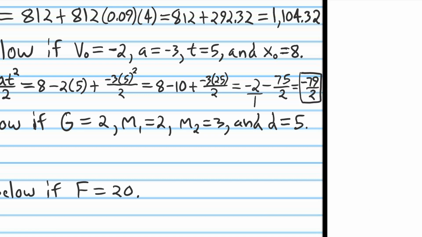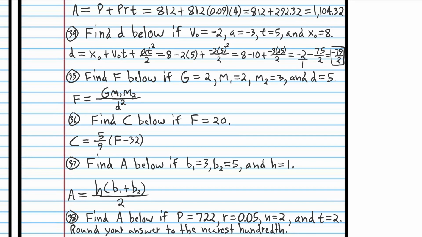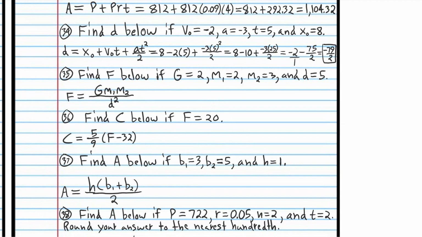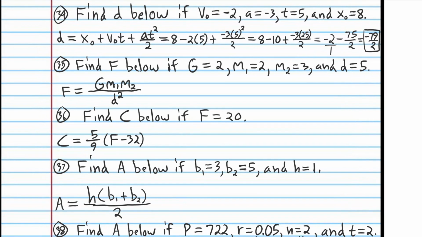And there you go. So if you got -79 over 2 or something close, something in a different form, you can verify it as the same form by using a calculator. Divide 79 by 2. Good job. All right, on to number 35. Go ahead and attempt number 35.